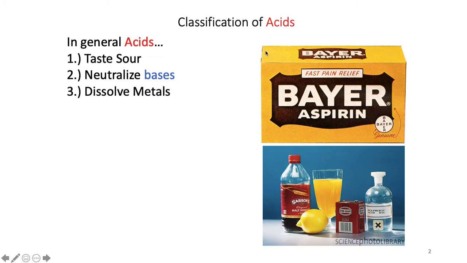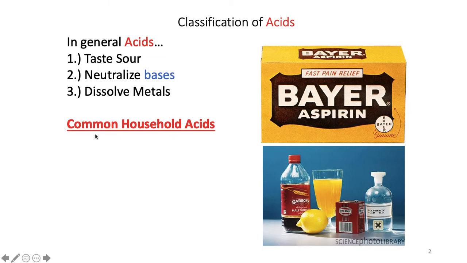The next characteristic of acids is that they dissolve metals. Depending on the strength of the acid, the stronger the acid, the faster the dissolving will be. So all acids can dissolve metals, but they dissolve at different rates. How fast they dissolve depends on how strong the acid is.